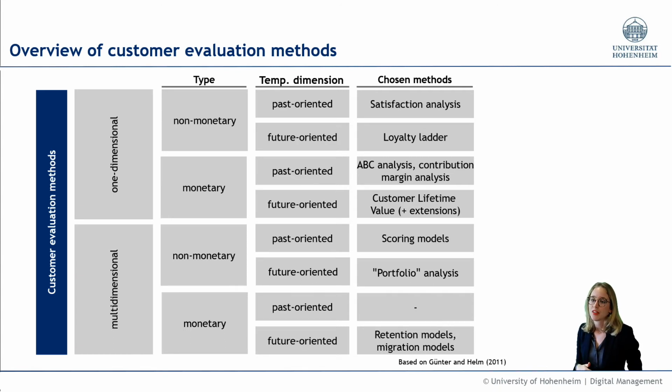So I will start with the one-dimensional customer evaluation methods, and I will pick out the non-monetary methods. So we differentiate between past-oriented, then we have a satisfaction analysis. We also have future-oriented, non-monetary, one-dimensional methods, which is the loyalty ladder. We have monetary methods, so the past-oriented, monetary, one-dimensional method is the ABC analysis. And we have future-oriented, monetary, one-dimensional methods, which is the customer lifetime value and extensions.